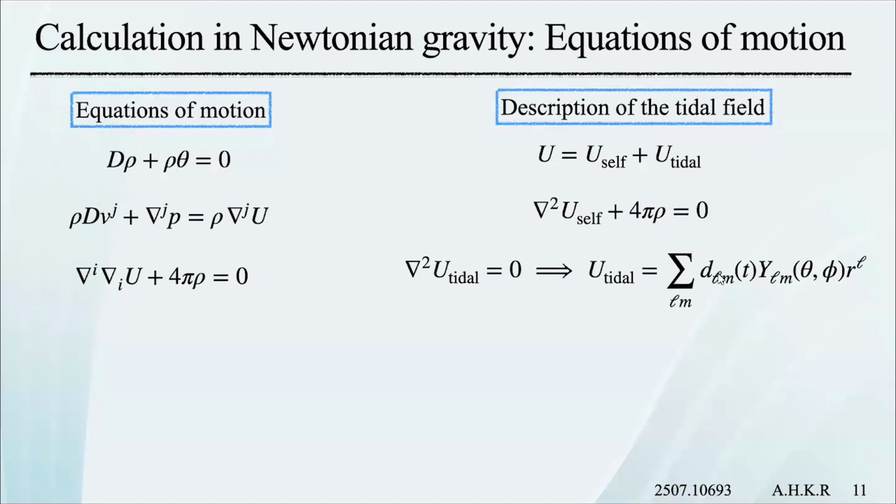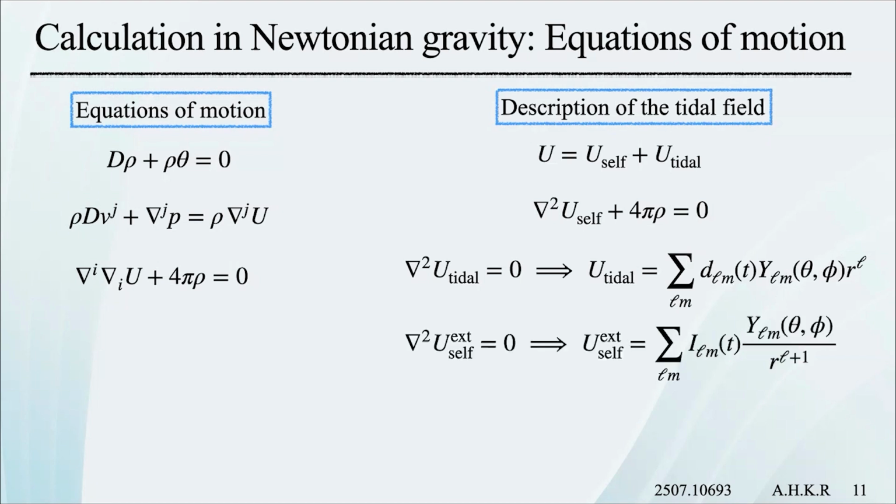Y_LM are the spherical harmonics. D_LM is the tidal moment of the source, and then R^L is the characteristic scaling of the spatial dependence. Outside the star, you can also solve for the self field of the star, and the solution is of course given in terms of the multipole moments denoted here by I_LM, and the solution decays as R to the power L plus 1 for the individual spherical modes.